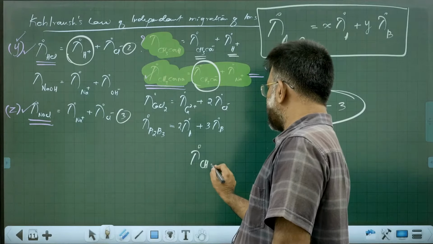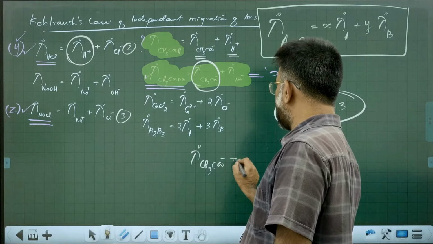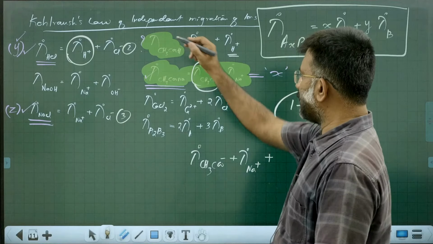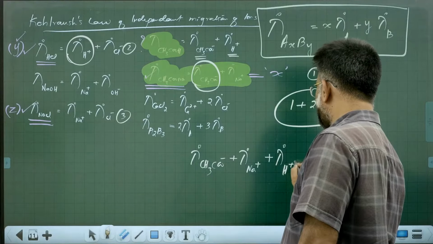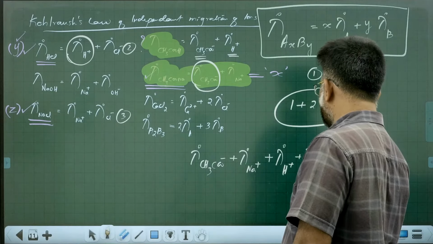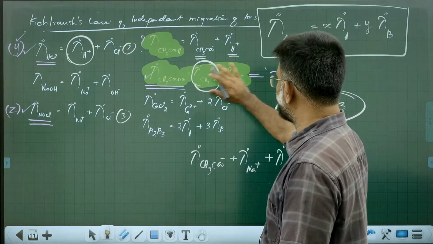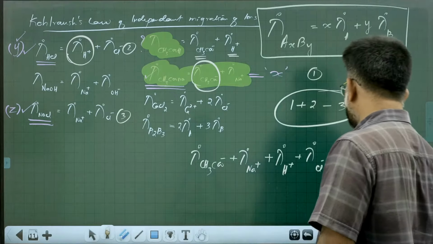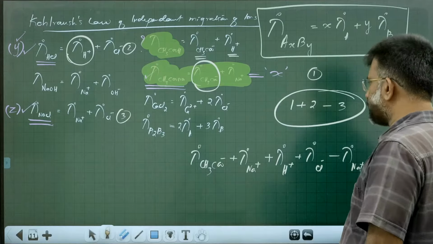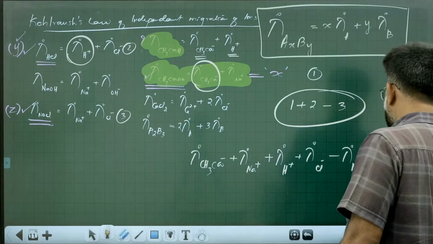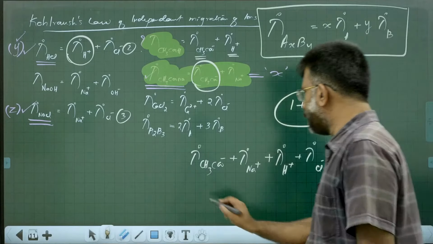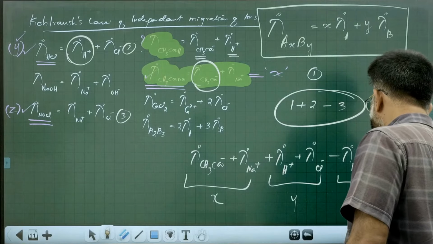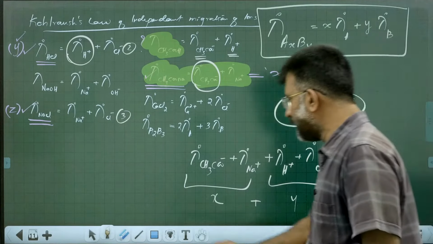Lambda naught CH3COO minus plus lambda naught Na plus, lambda naught H plus, lambda naught Cl minus. So this is equation 1, that one, and this is equation 2, that one, and now minus equation 3, minus lambda naught Na plus minus lambda naught Cl minus. Now this much is X, this much is Y and this much is Z. So it is X plus Y minus Z. Now see what is the result.